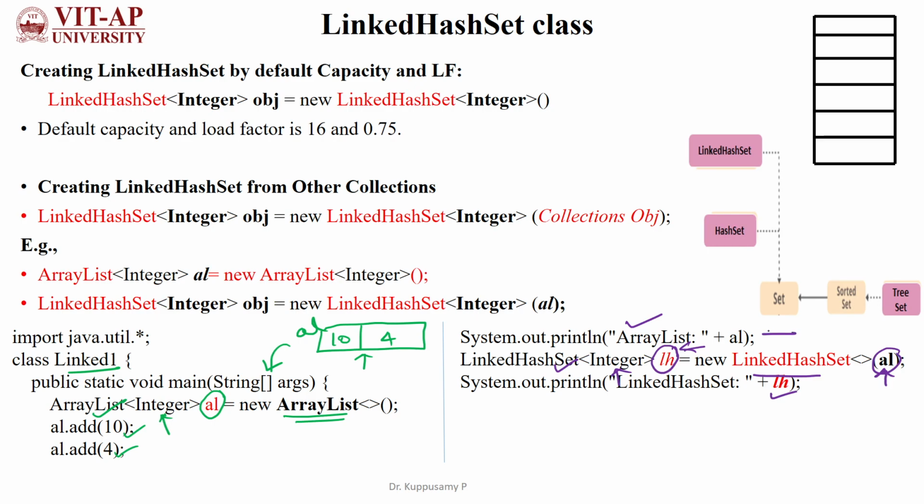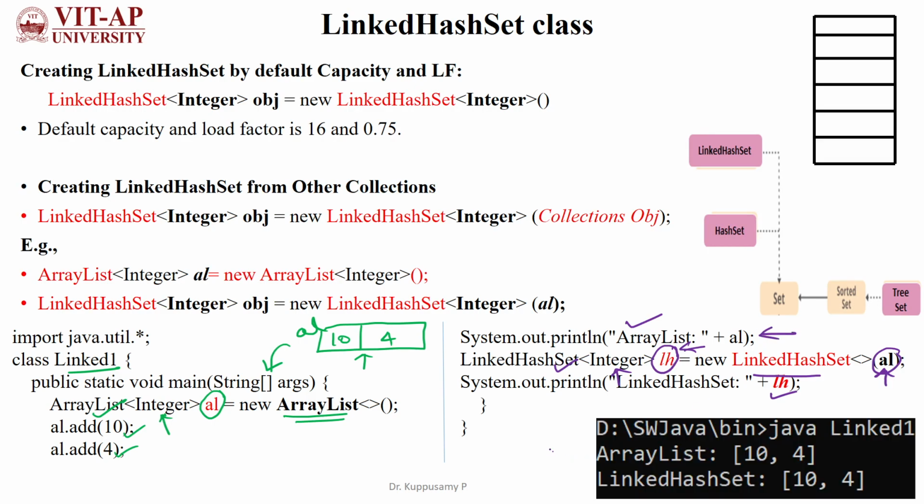So here I am printing the values of al. So al is printed here, 10 4, what we have inserted. Then we copied, I mean passed, those elements into lh also. So lh is printing over here. Then LinkedHashSet has 10 4, which is maintaining the order also, the insertion order.